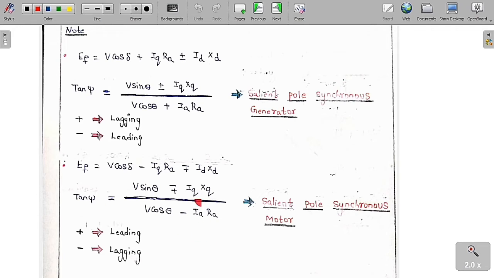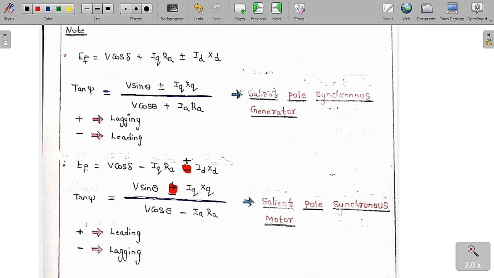So generally we are going to write the same equations for the salient pole synchronous generator also. So EF is equal to V cos delta, but here plus/minus is interchanged, which is IQ into RA. So just do the interchange of this one: minus to plus, plus to minus, which is ID into XD. And tan psi is equal to V sin delta, here also do the replacement, plus or minus IQ into XQ by V cos delta. But here replace minus by plus, we are going to get plus IA into RA. So plus is used for lagging and minus is used for the leading.